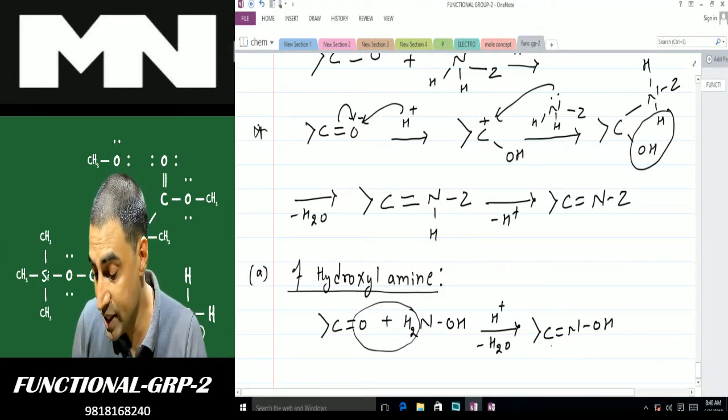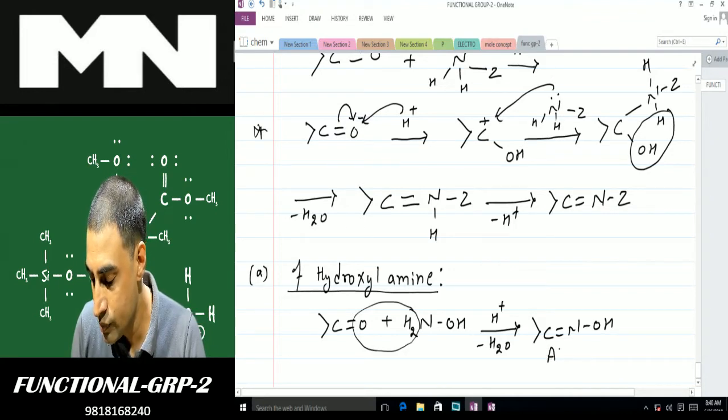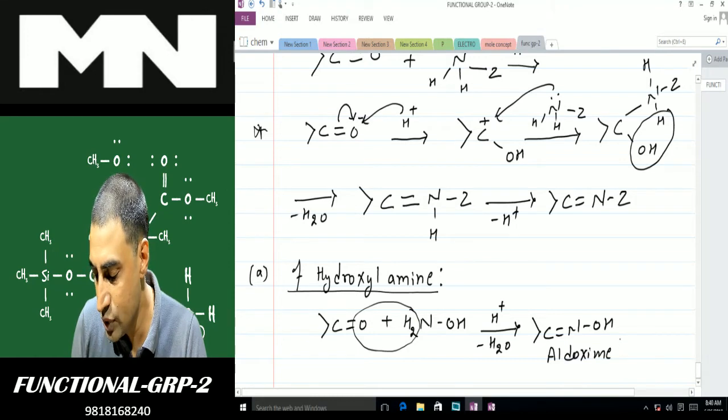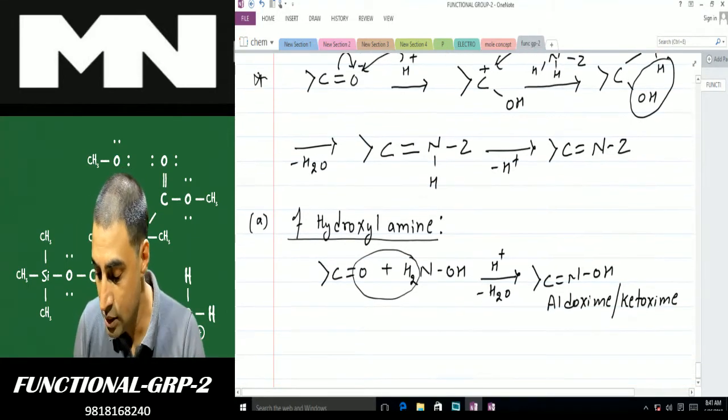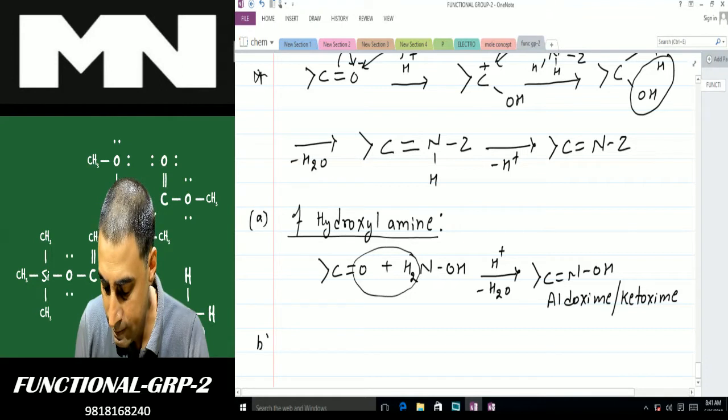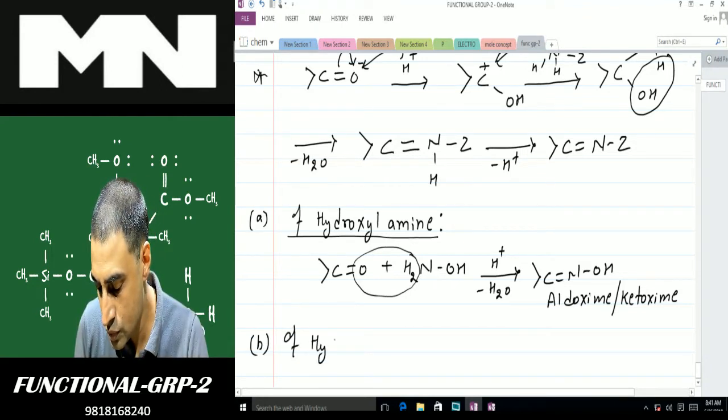If you are preparing it from aldehyde, we call it aldoxime. And if you are preparing it from ketone, it is known as ketoxime. So it can be either an aldoxime or a ketoxime. Second, we'll see addition of hydrazine.